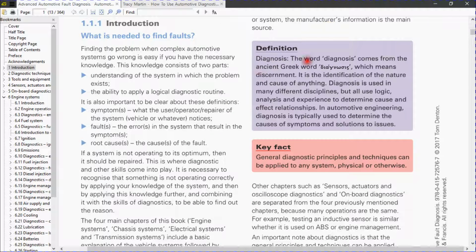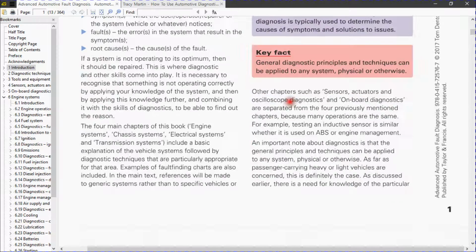The word diagnosis comes from the ancient Greek word meaning to discriminate. It is the identification of the nature and cause of anything. Diagnosis is used in many different disciplines, but all use logic, analysis and experience to determine cause and effect relationships. In automobile engineering, diagnostics is typically used to determine the cause of symptoms and find solutions to the issue.